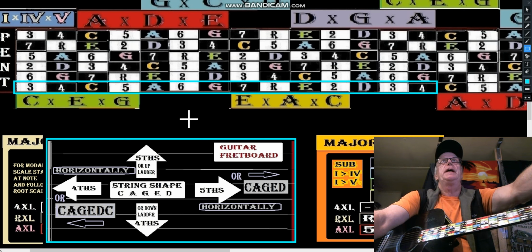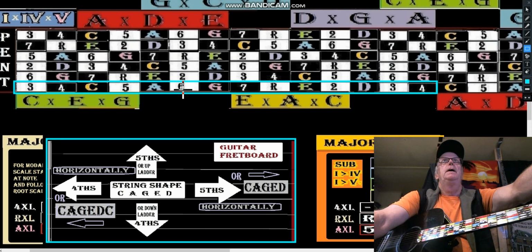Okay, so we're looking at the same situation. We've got our string shape right here. Say we're looking at the C string shape, and we're going to be going either in fifths or encaged. So encaged, the C string shape goes to the A string shape, 5/6.